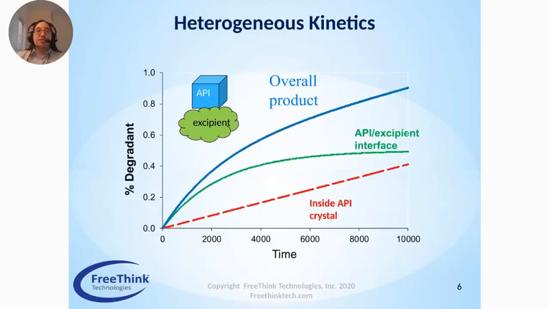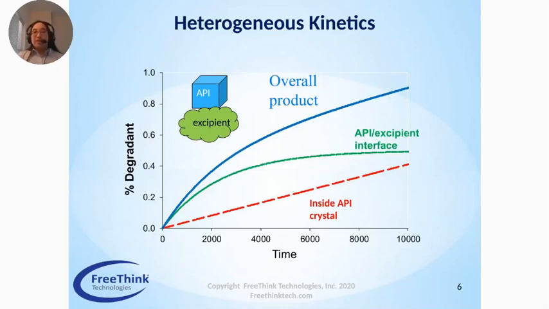One of them is heterogeneous kinetics. So, for example, if you had a tablet consisting of API, say crystals of API and excipients, if you had a molecule of API that's in the center of this crystal, the assumption is it's going to be pretty stable. It's going to see a little bit of slower degradation. So that's what this red line here is. This might be the rate of degradation for API inside that crystal.